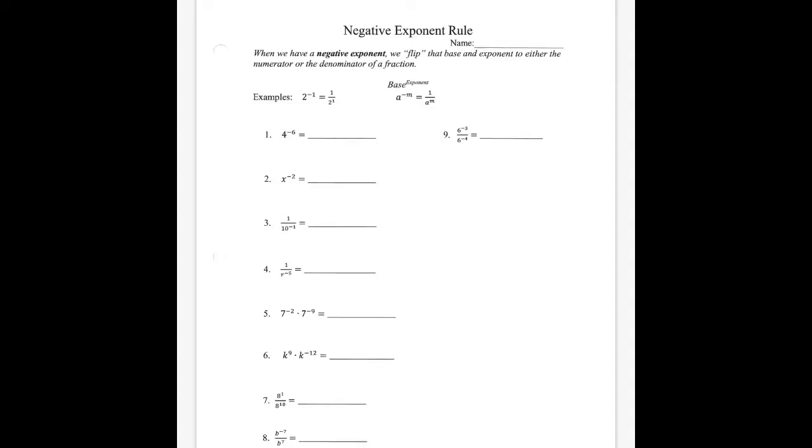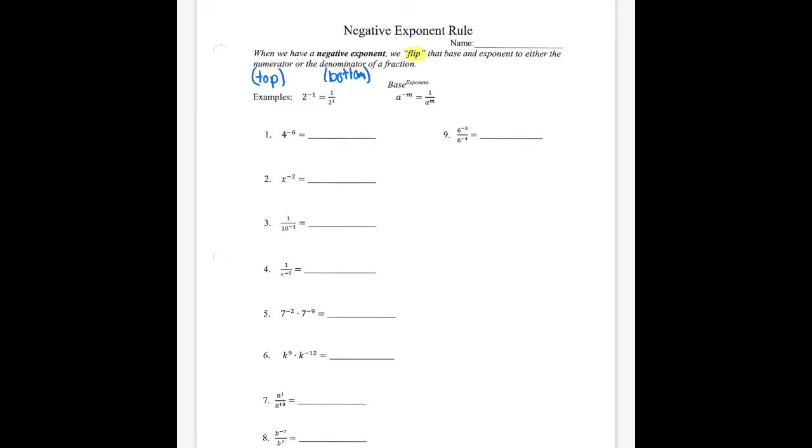So the negative exponent rule says when we have a negative exponent, we flip that base and the exponent to either the numerator or denominator of the fraction, which, just a reminder, the numerator is the top and the denominator is the bottom.